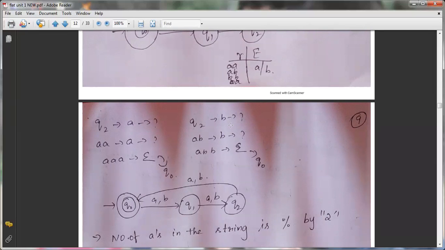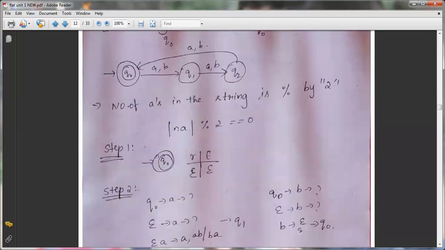And again, Q2 on B is going to where? We don't know. What is the read value for Q2? AB. AB on B is going to where? We don't know. ABB is there and it is going to epsilon. So it is epsilon is there in the Q0. So connect from Q2 to Q0. Okay.